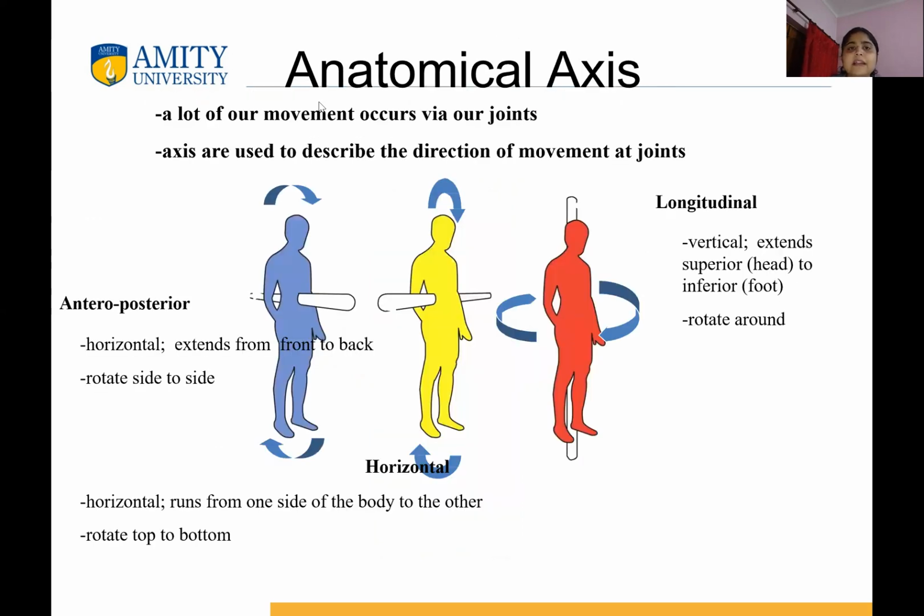Then the anatomical axes. A lot of movement occurs via our joints. Axes are used to describe the direction of movement at joints. One is the anterior posterior, which is the horizontal axis as depicted in the picture. It extends from front to back. It rotates side to side.